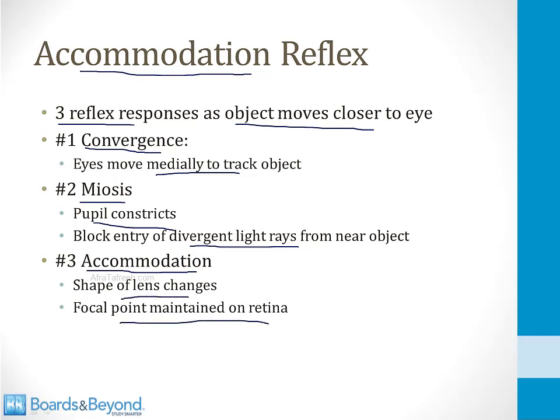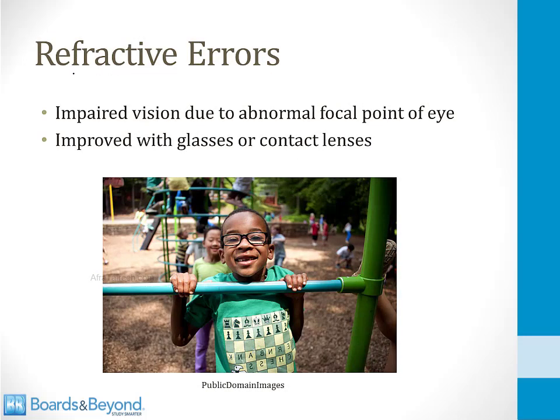So when you test the accommodation reflex and you say that it is normal, you mean that you ask the patient to follow your finger towards their nose and their eyes converged and their pupils constricted. Now I'm going to talk about refractive errors. These are vision problems that result from an abnormal focal point of the eye. In other words, a focal point that does not fall properly on the retina. These types of vision problems are treated with glasses or contact lenses, and most of the people you know who wear glasses or contact lenses do so because they have a refractive vision error.